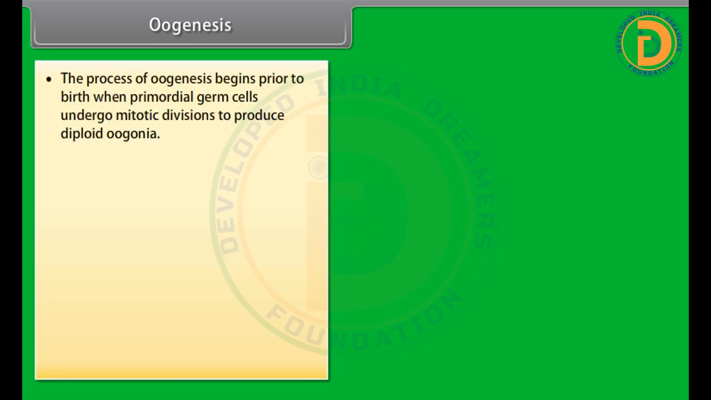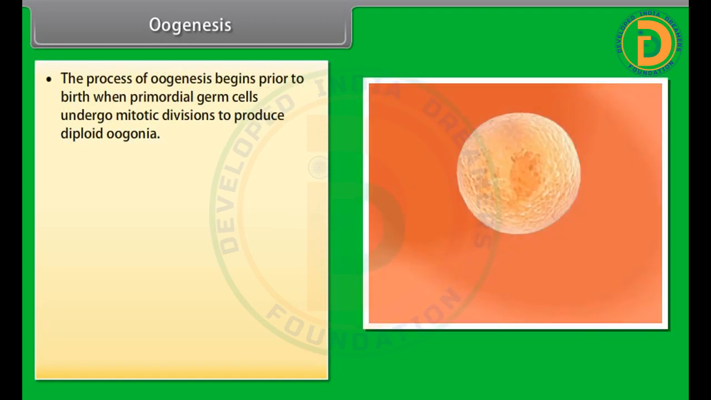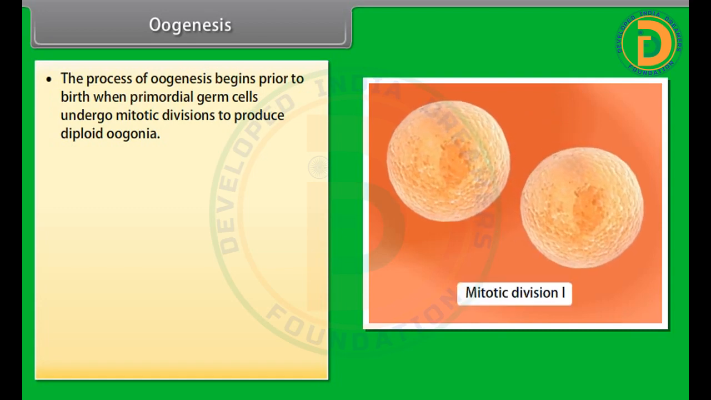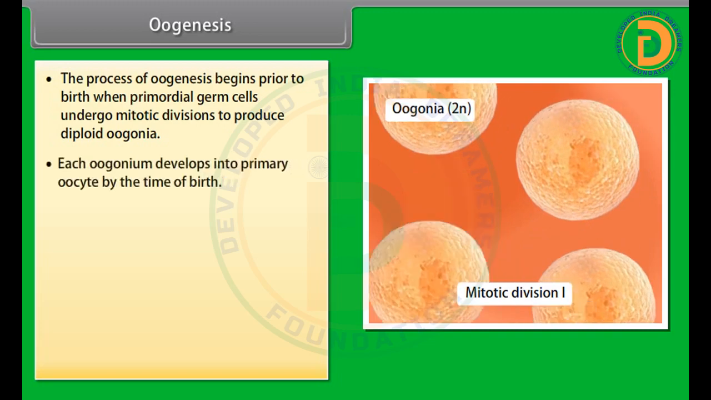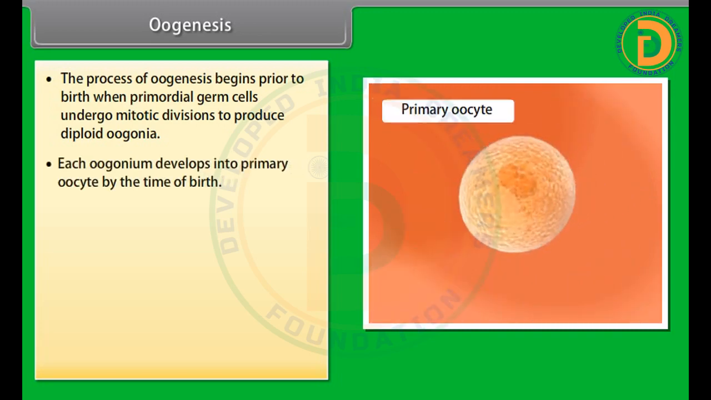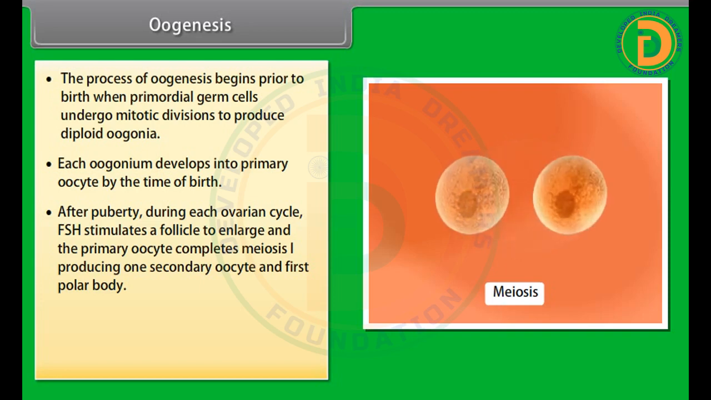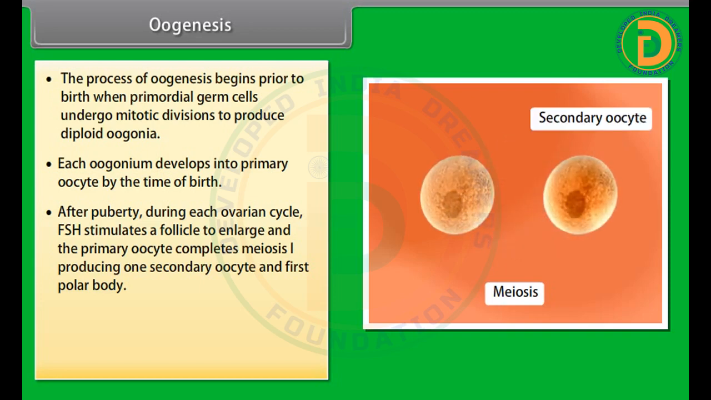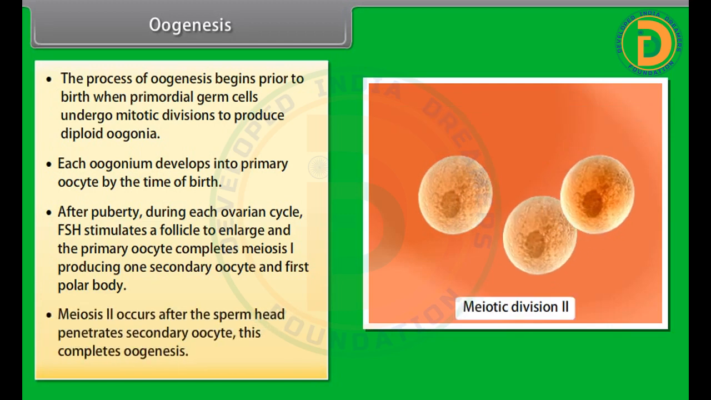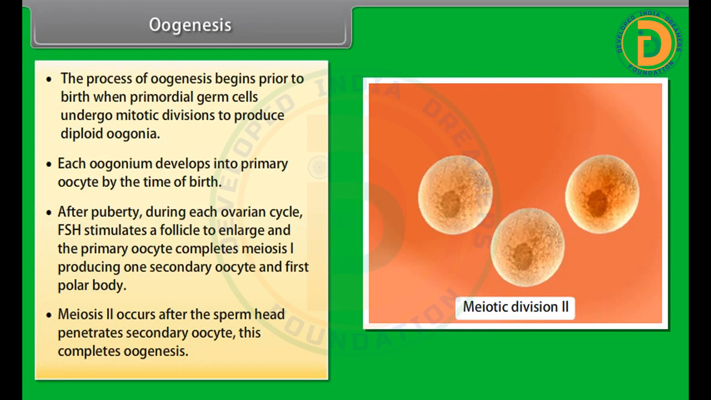Oogenesis. The process of oogenesis begins prior to birth when primordial germ cells undergo mitotic divisions to produce diploid oogonia. Each oogonium develops into a primary oocyte by the time of birth. After puberty, during each ovarian cycle, FSH stimulates a follicle to enlarge and the primary oocyte completes meiosis I, producing one secondary oocyte and the first polar body. Meiosis II occurs after the sperm head penetrates the secondary oocyte.